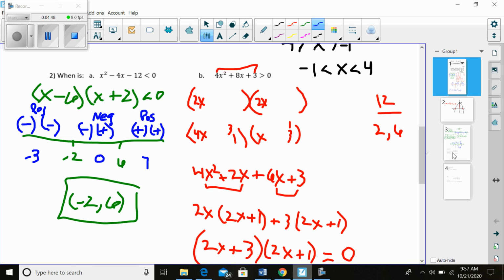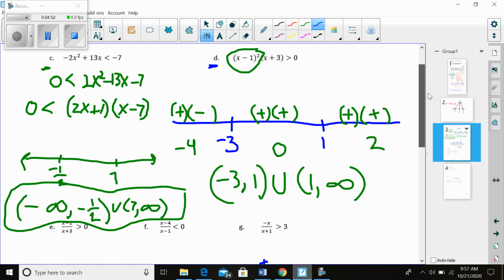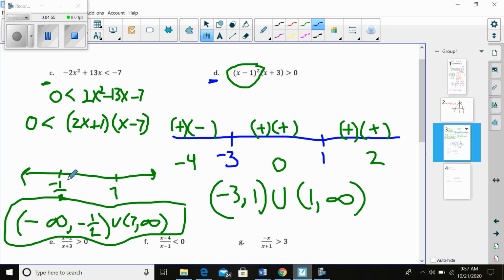All right, in the other example, this one. Okay, so pick a value between -1/2 and 7. I could pick 1, I'm going to pick 0. Something bigger than 7, like 8. Less than -1/2, so like -1 would work. All right, so I'll start with -1.